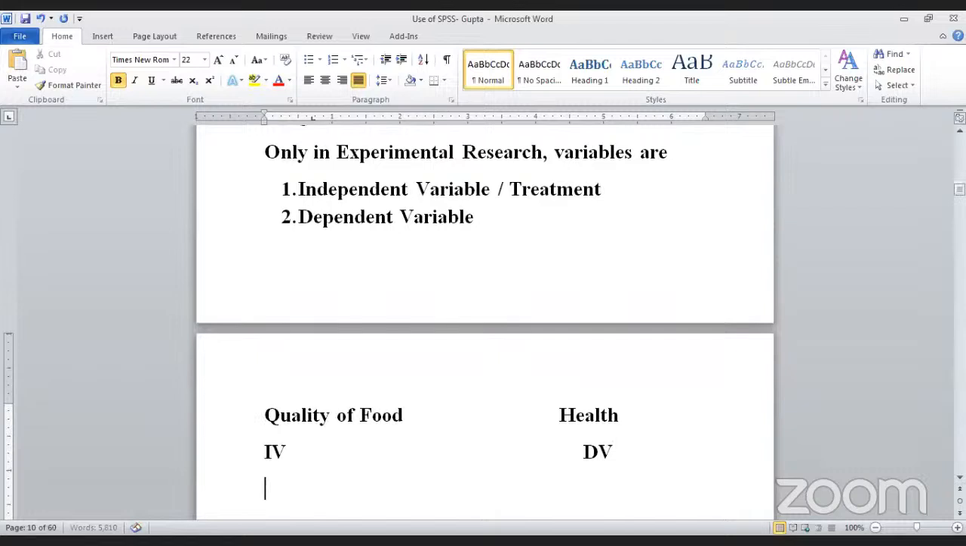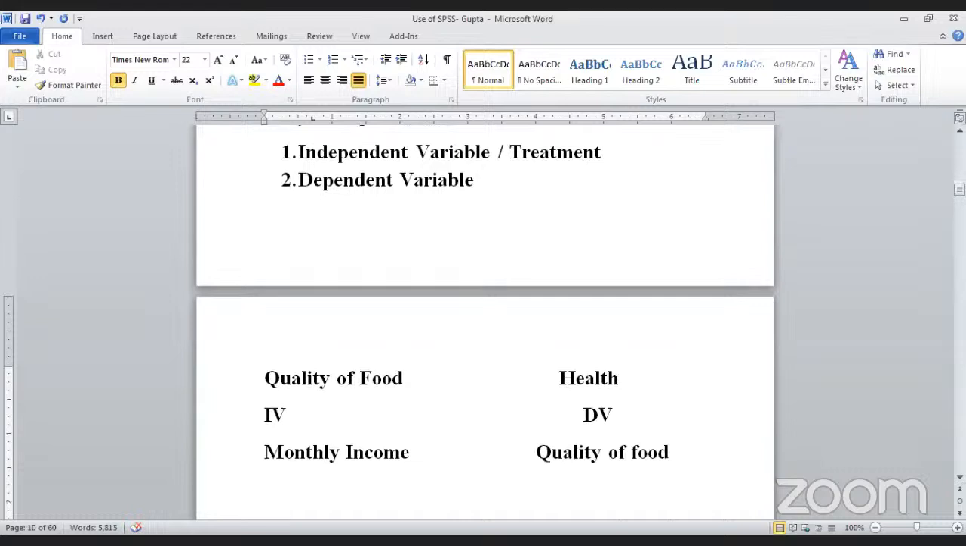Now, if you have your monthly income and you have your quality of food, now your monthly income is an independent variable and your quality of food is a dependent variable. Now, if your monthly income is very good, the quality of food will be very good. If your monthly income is not good, then the quality of food that you take will not be good. Now you see, in the first example, the quality of food is independent variable. And in the second example, the quality of food is a dependent variable.